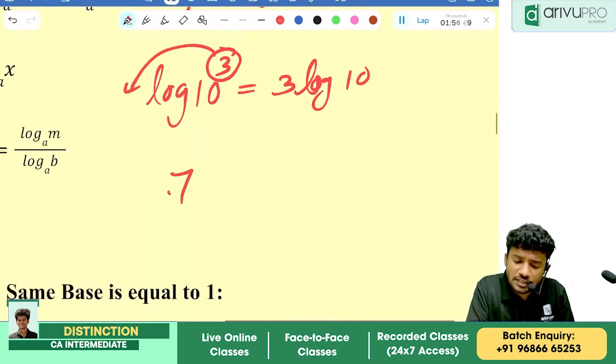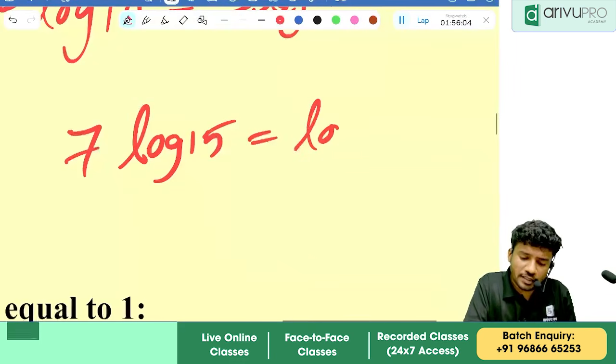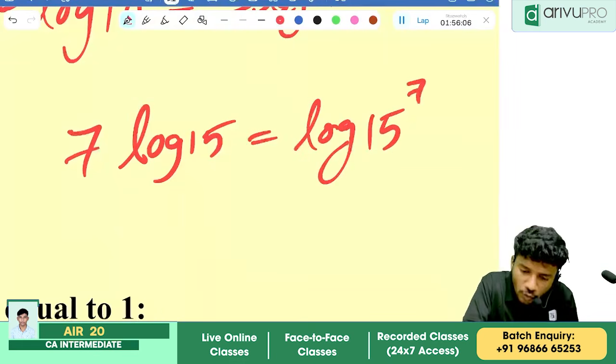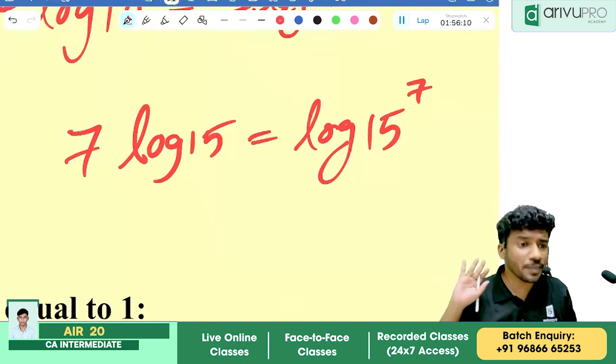What if it is 7 log 15? How can you write it? I will write it as log of 15 raised to 7. Whatever way I want to write, I can always write. That is the basic thing.